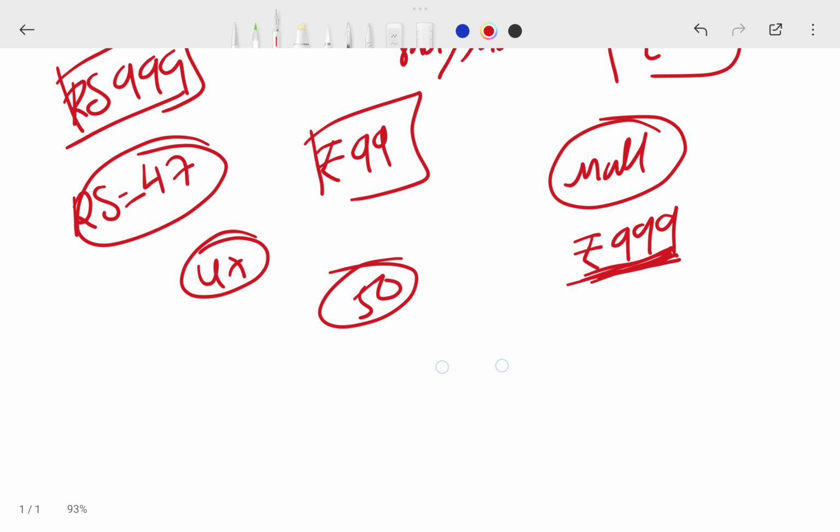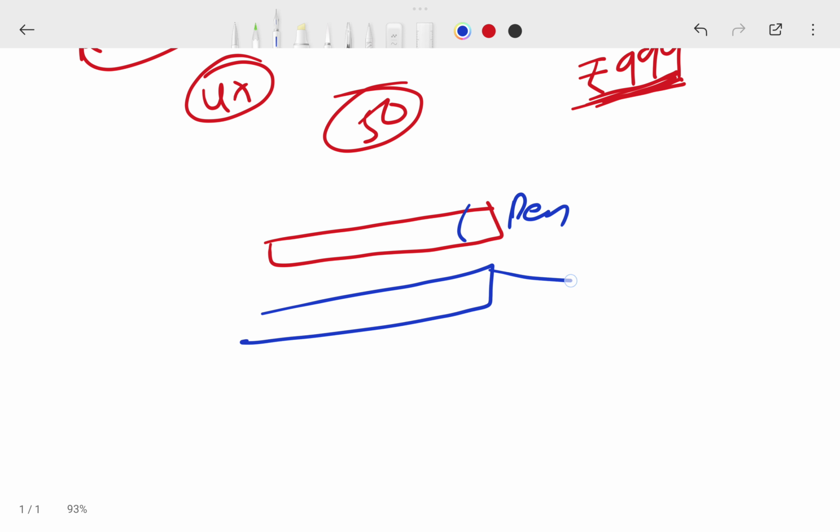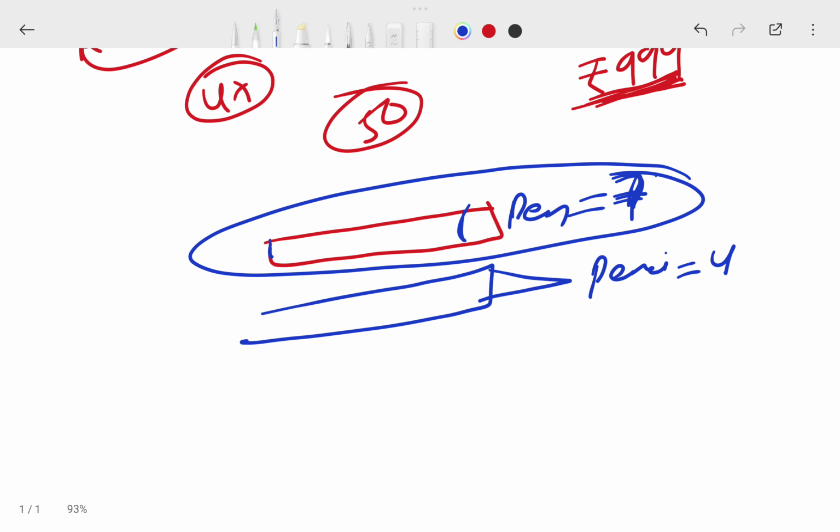Okay, let's suppose you bought a pen and you bought a pencil also. Let's suppose the pen price is 7 rupees, and the pencil price is generally 4 rupees. So when your father came and asked what is the price of your pen, beta, you will say 7 rupees.